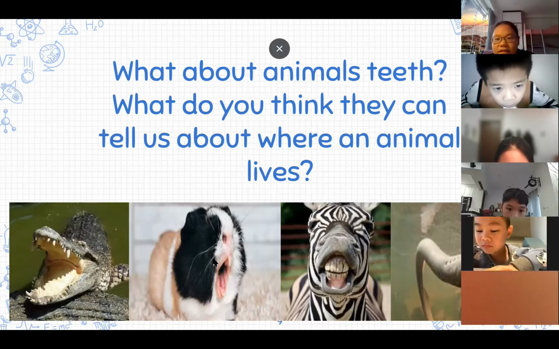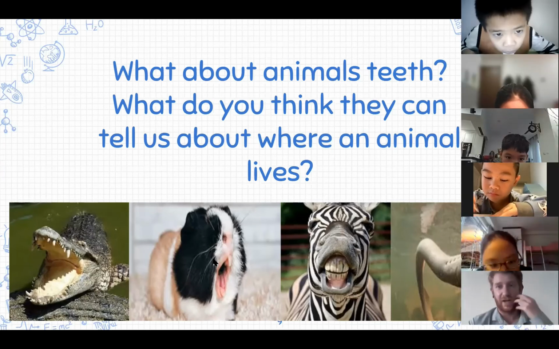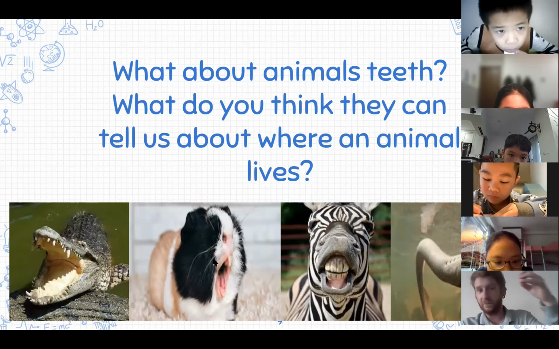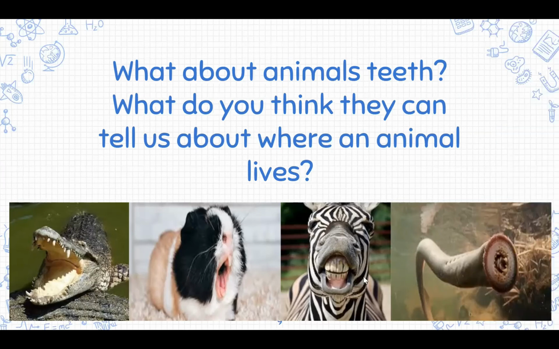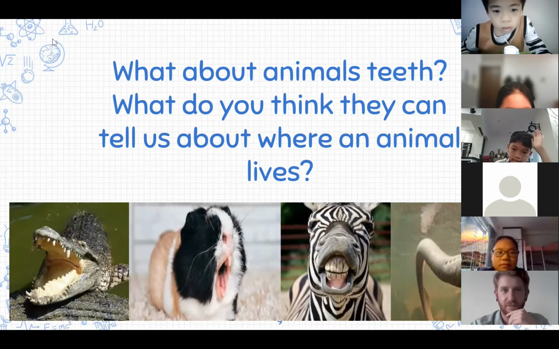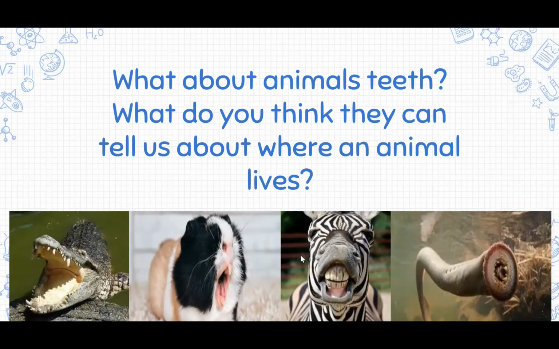Hamsters probably eat seeds. Seeds can be hard, right? It can be difficult to break. A hamster has long, sharp, flat teeth. Can it break them? Yes, it can. Okay, and what about the very beautiful zebra? What do you think the zebra eats? Grass. You can tell that the zebra eats things like this because it's got flat teeth that help it chew.